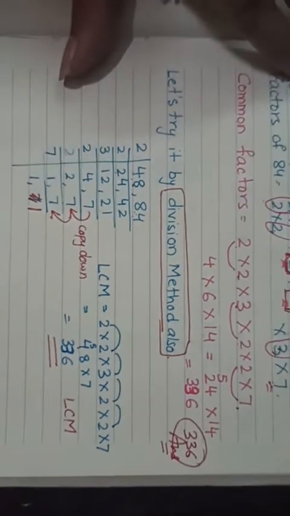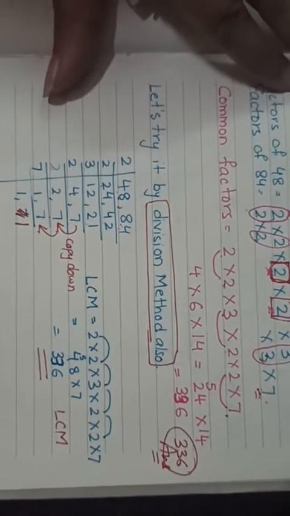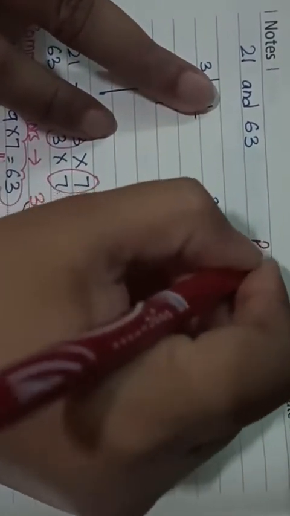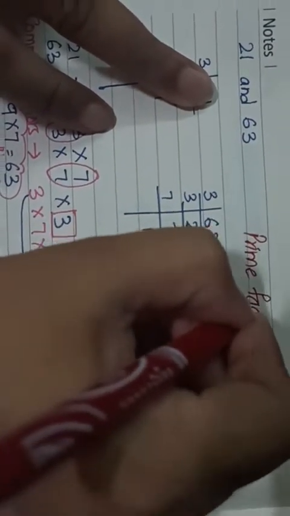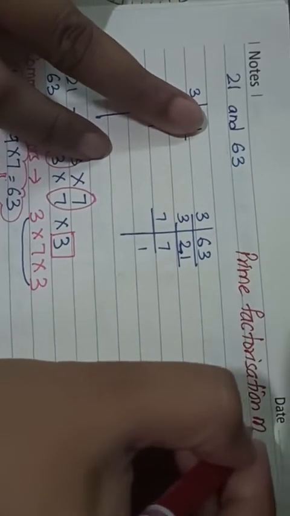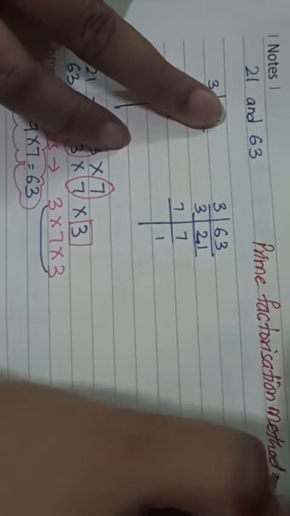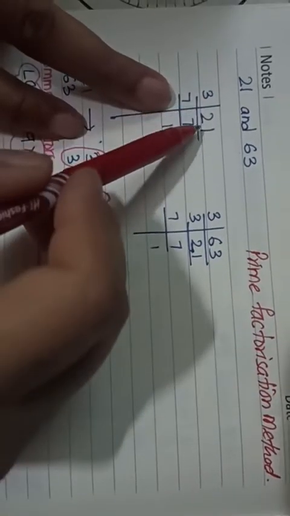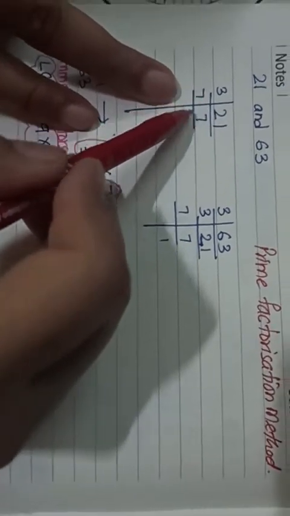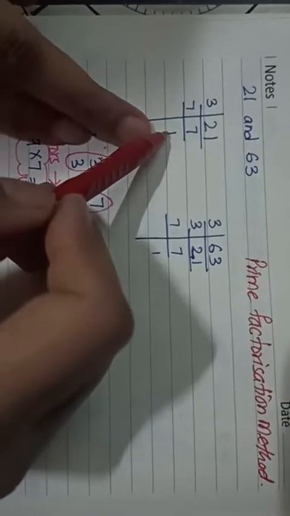Let's try another set of numbers with both the methods. This time I have taken 21 and 63. It is from your book only. So we are first doing it by the prime factorization method. First we'll do the prime factorization of 21, that is 3 7s are 21, 7 1s are 7. 1 has come, so we will stop here.